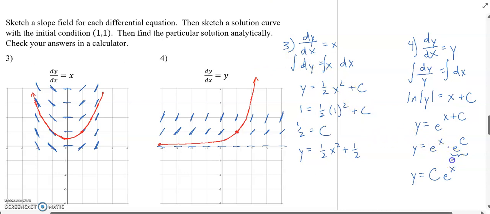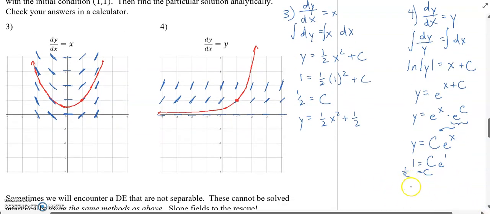Now, that's the general solution. For the particular solution, notice that changing the c value doesn't do a vertical shift, right? But if we know that this curve goes through the point (1, 1), then we know that 1 equals c times e raised to the 1. In other words, 1 over e is equal to c. So we have the particular solution of y equals 1 over e times e raised to the x.